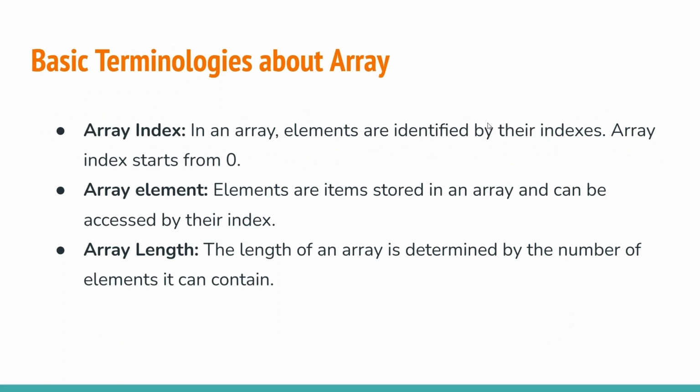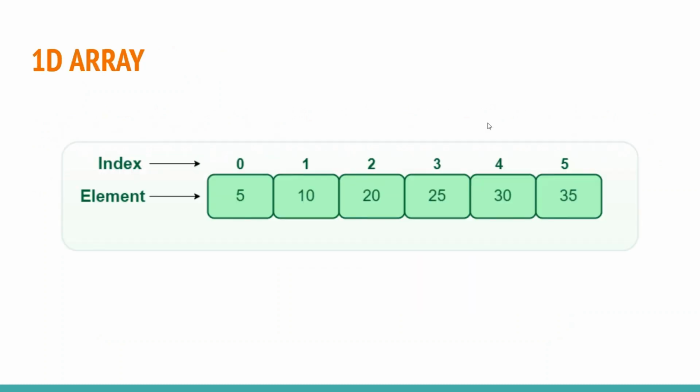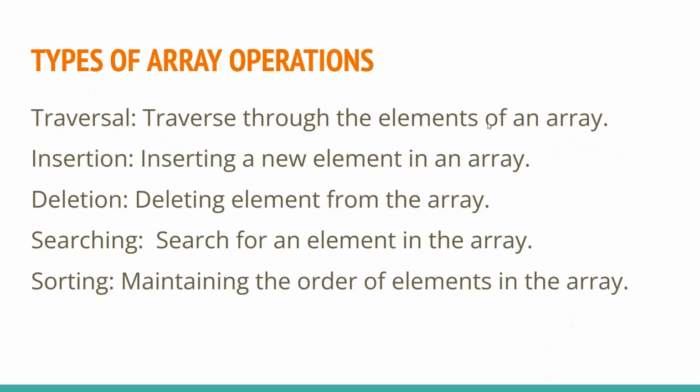Basic terminologies about array. Array index. In an array, elements are identified by their indexes. Array index starts from 0, as I said earlier. Array element. Elements are items stored in an array and can be accessed by their index. Array length. The length of an array is determined by the number of elements it contains. You can see the diagram. This is a 1D array. This is a 2D array. 3D array also exists, but we will see that later.